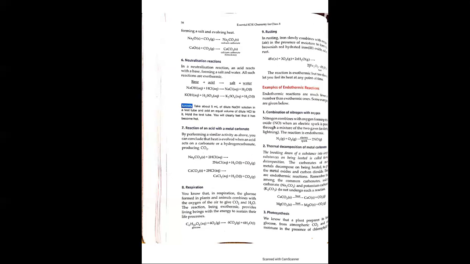Now, next we are going to start with an example of an endothermic reaction. When nitrogen reacts with oxygen in the environment, when there is an electric spark, then nitric oxide is formed. It is an endothermic reaction because an electric spark is used. Electric spark is a source of light energy.